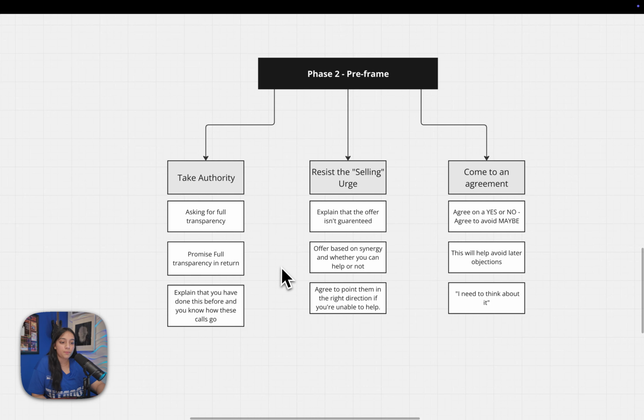Now, the last part is coming to an agreement. Make sure you agree on a yes or a no, and agree to avoid any maybes. So being transparent about the reason for the call and agreeing to get an answer by the end of the call is going to allow you to avoid all objections.